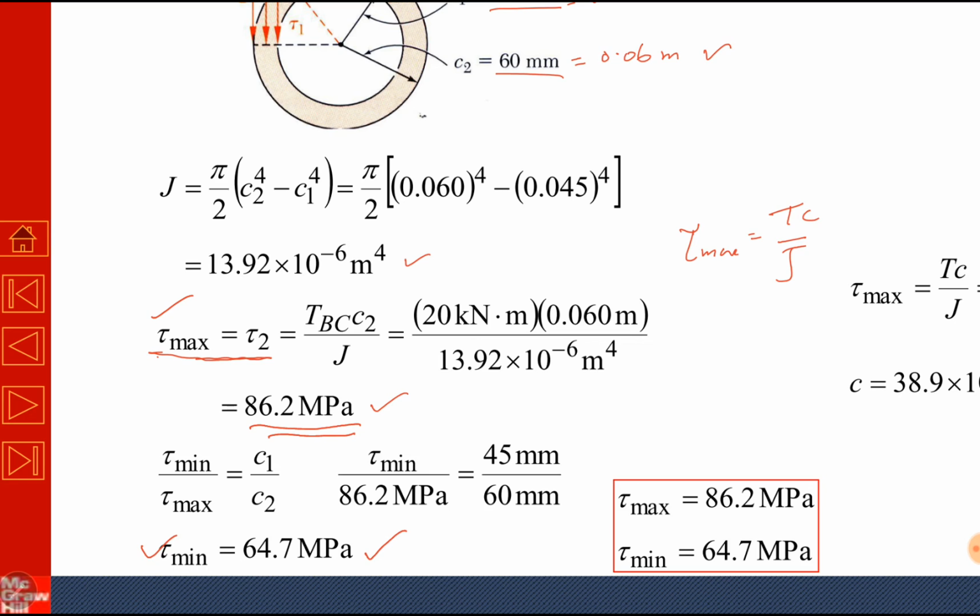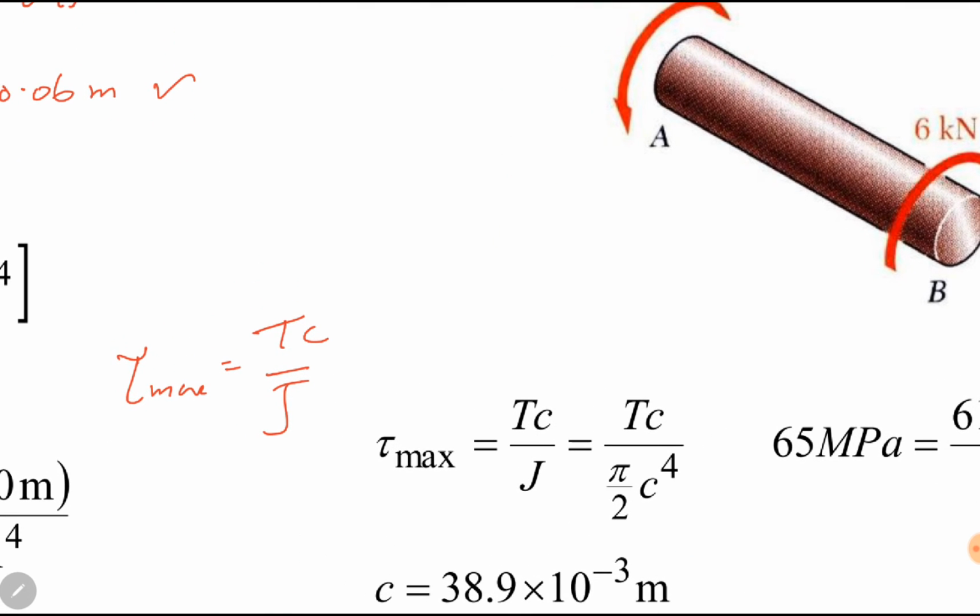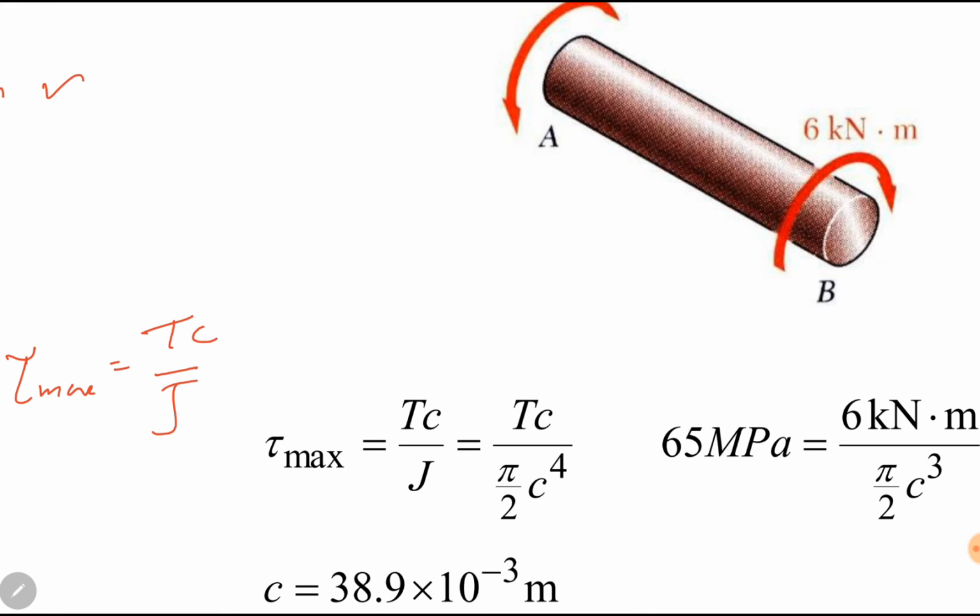We will find the radius of the shaft AB, then we can find the diameter. The radius can be calculated from the same expression, tau maximum is equal to TC over J. For shaft AB, we have to find the diameter. We will find the radius first, so we can use T_AB C over J.